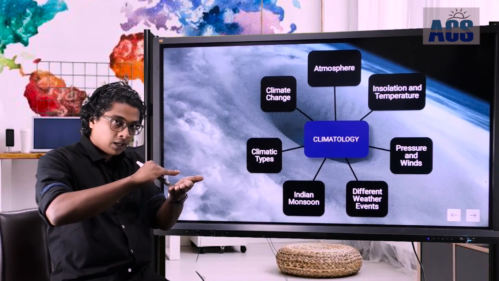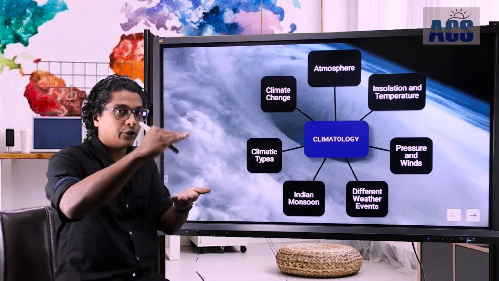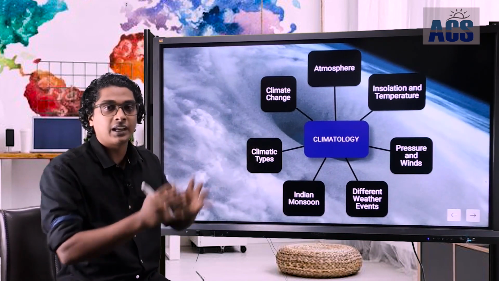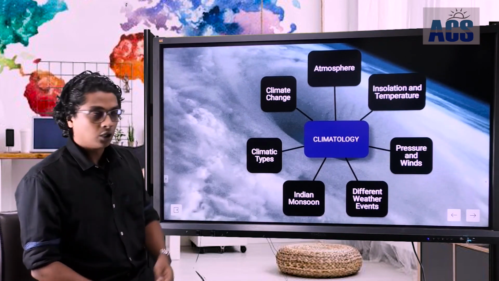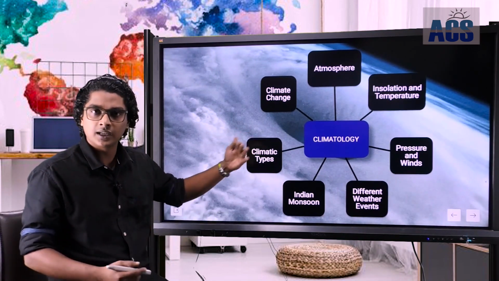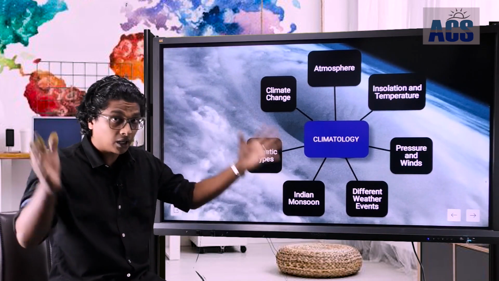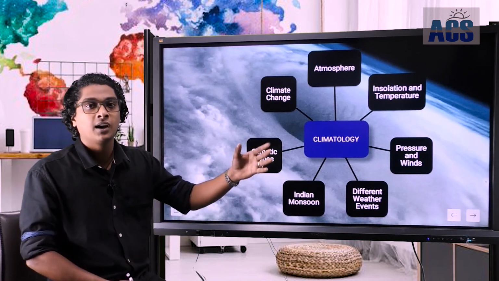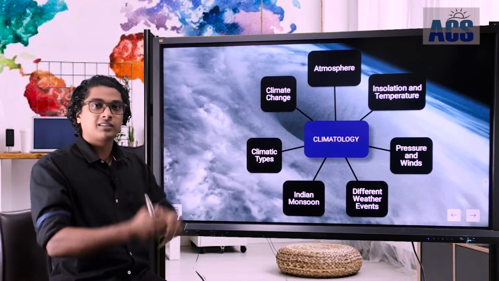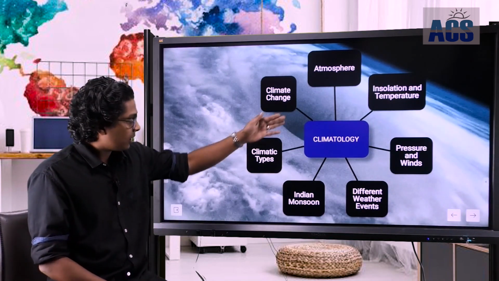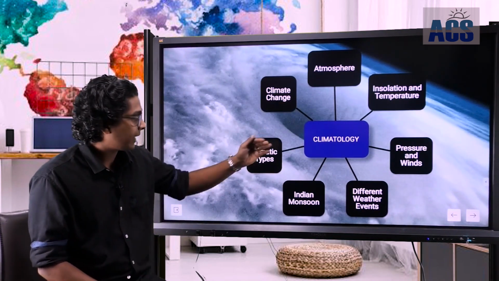From there we'll build up slowly into the factors which can influence weather and climate. So basically, in climatology, as I said earlier, we are going to talk about weather and climate. What are the factors influencing weather and climate? Insolation and temperature, and pressure and wind.